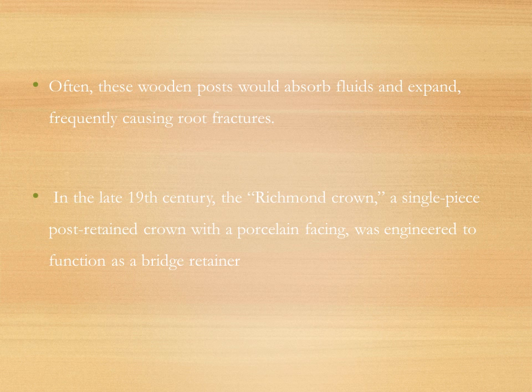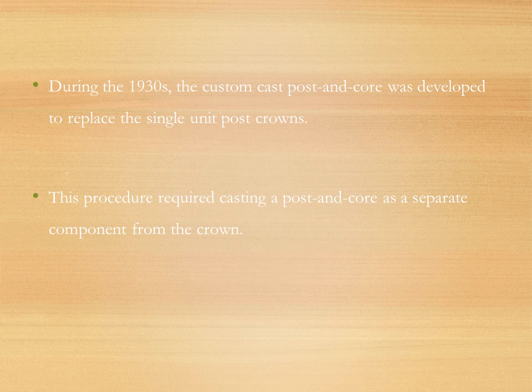And then later on, in the late 19th century, the Richmond crown came into being. That is a single unit post, core and crown. So that means your post is merged to the core, and the post and core together are merged to the crown as well. That is your prosthesis. So it is a single unit prosthesis with a porcelain facing for aesthetic reasons, and that became popular in the market. And then, of course, in the early 1900s, we came up with the custom made cast post and core.